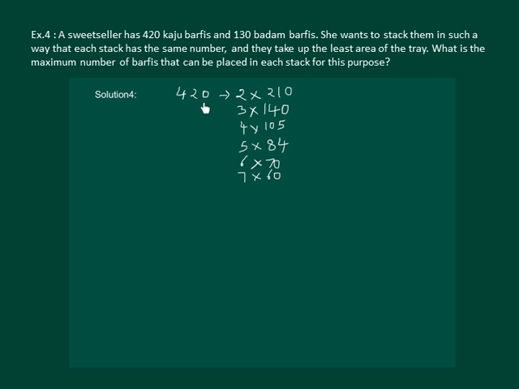We see that 420 is not completely divisible by 8 and 9. So those are not the factors. Then we can move to 10, which will give us 42 stacks. Similarly, we will have to find factors of 130 and then reach a conclusion, because she wants to stack them in such a way that each stack has the same number. So instead of following this procedure, what we can do is we can find the highest common factor of 420 and 130.